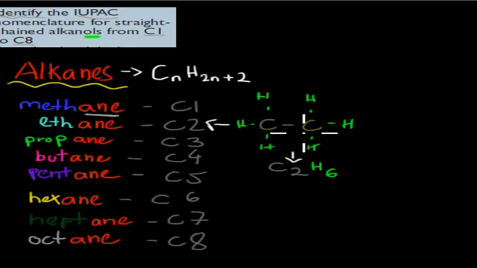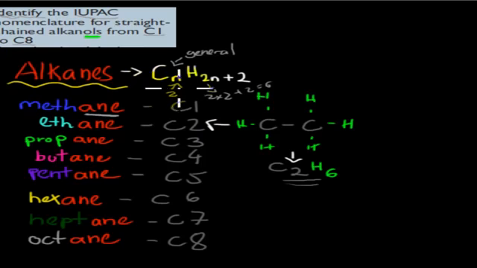For ethane, the two carbon one, the chemical formula was C2H6, and that makes sense because the general formula for all alkanes is CnH2n+2. For example, if we put in 2 instead of n, that means if you have 2 carbons, you have 2 times 2 plus 2, which is 6 hydrogens. So for ethane, if we use that formula, we get C2H6, which we do, and we can use this formula for any of the other ones.